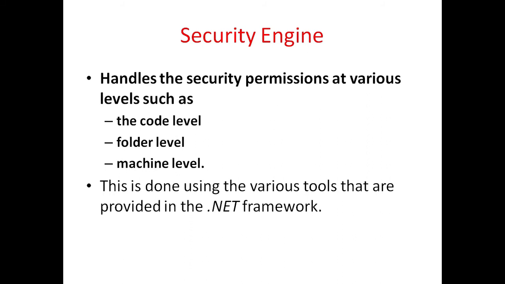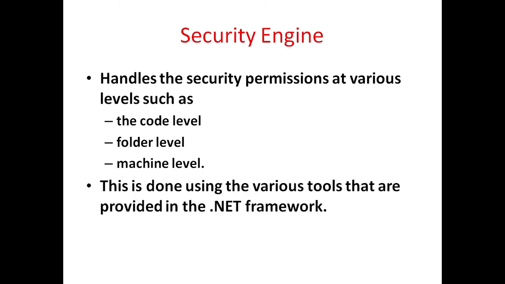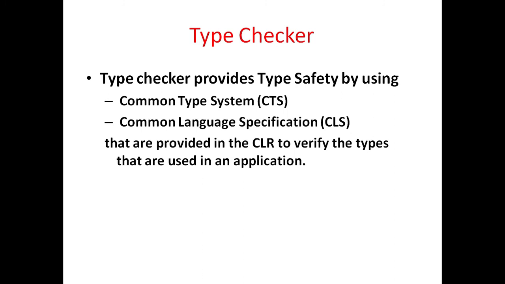Next is security engine. Security engine handles the security permissions at various levels such as code level, folder level and machine level. This is done by using the various tools that are provided in the .NET framework. Next is type checker. Type checker provides type safety by using the common type system and common language specifications that are provided in the CLR to verify the types that are used in an application.